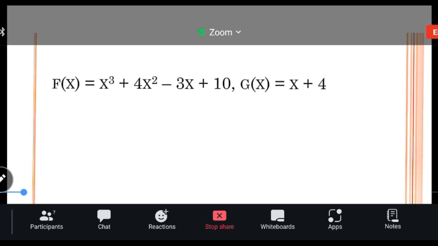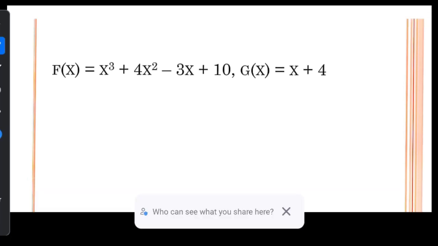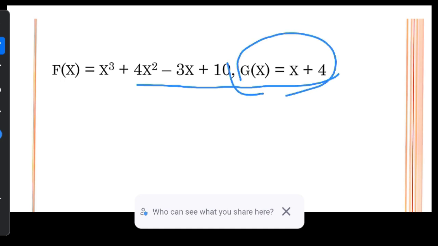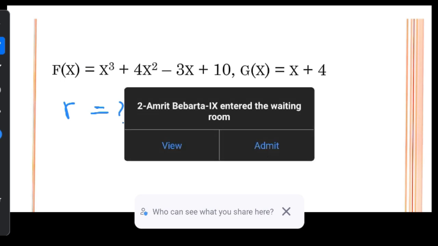This is your first question. Now you have been given fx, right? Fx has been given, and what you have to do is verify if it is divisible by gx, and then you have to find out what the remainder is. Try to find out.